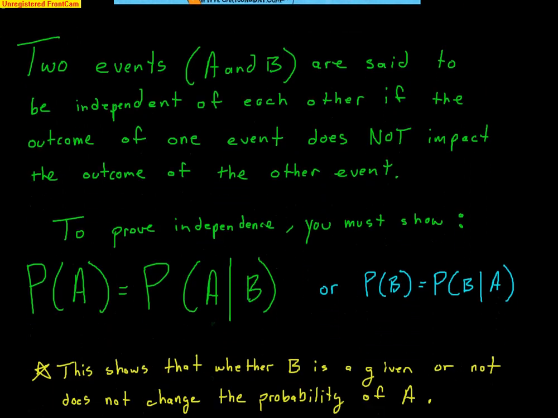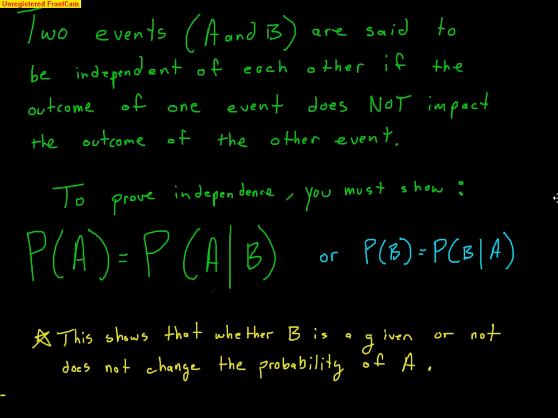So what does it mean for two events to be independent? Well, here we go. Two events, A and B, are said to be independent if the outcome of one event does not impact the outcome of another event. So it's actually got a lot of common sense. Two events are independent if the outcome of one event has no impact on the outcome of the other event. They're both independent of each other. Now we actually have a way to prove that two events are independent. And we have to use this formula.